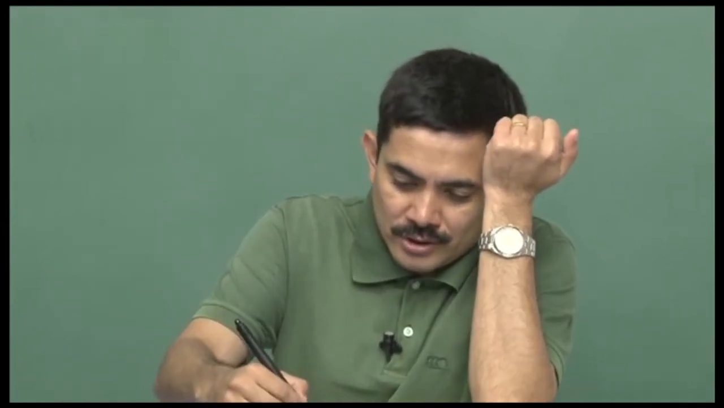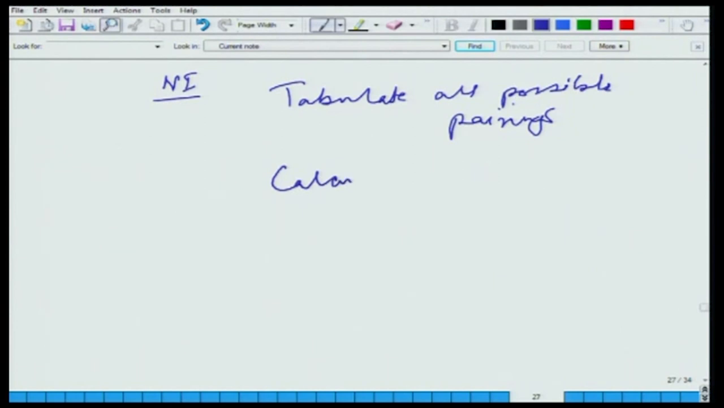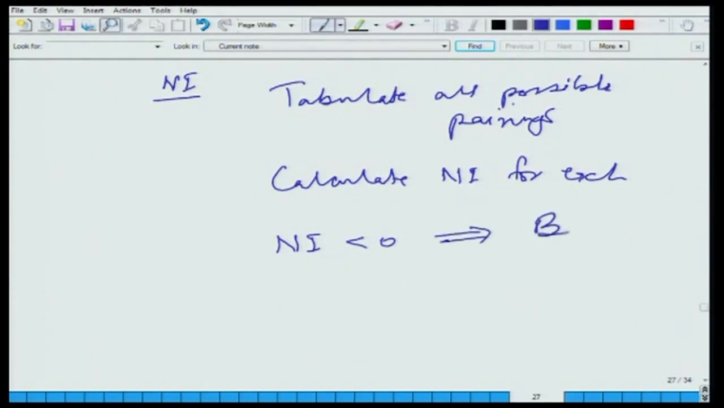So what am I trying to say? If you have a pairing question and you want to use the Niederlinski index to figure out which pairings give you very severe interaction, then what you do is tabulate all possible pairings and calculate the Niederlinski index for each. For NI less than 0, these are bad pairings. For a Niederlinski index close to 0, but greater than 0, approximately equal to but greater than 0, this cannot be used, these are poor pairings.